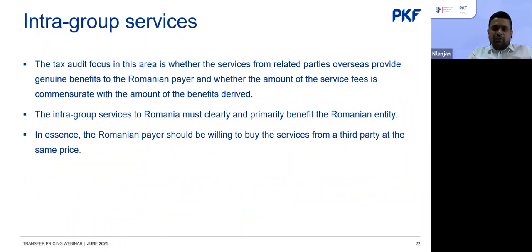It's quite common for the tax authorities to look at these intragroup services, because often they feel that the recipient is not really getting a benefit out of it, and this is something which has to be demonstrated. Otherwise, they can disallow the payment for that intragroup service. For example, if it's a Romanian entity getting an intragroup service from a parent, they should be able to demonstrate that this service is important to them and clearly brings benefit to them, and that they are willing to purchase these services even from a third party at the same kind of price. So this is something which we need to watch out for in terms of intragroup services.